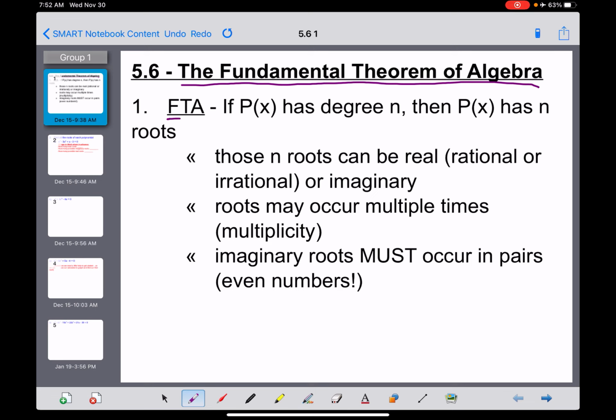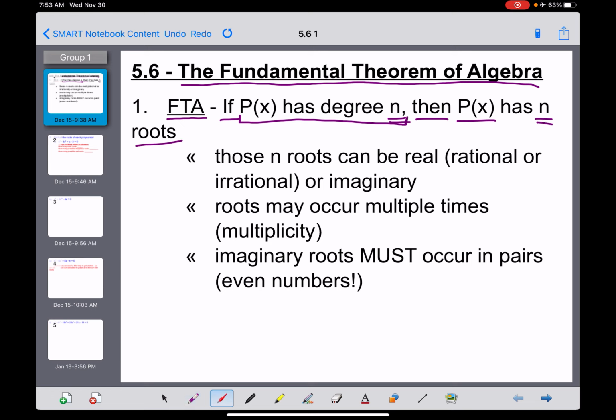So here is the fundamental theorem of algebra. Like a lot of your theorems from geometry, it's written in if-then form. And here's the hypothesis of your theorem right here. If p of x, which is the notation we've been using all chapter to denote a polynomial function, has a degree of n, where n can be any positive whole number in a polynomial, then that polynomial function, p of x, has n roots.